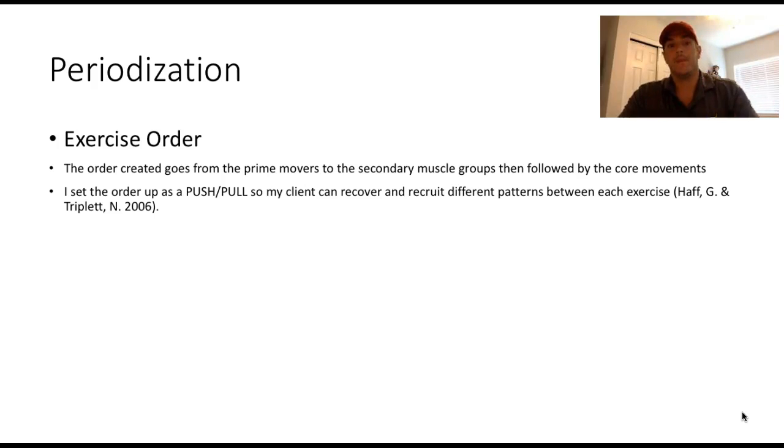The exercise order goes from the prime movers, so the main muscle groups, followed by the secondary muscle groups, then followed by core movements. So there are core movements at the end of each day to really work on his core stability and midline strength. I set the order up as a push-pull so my client can recover and recruit different muscle patterns between each exercise. So doing a push, then he's going to perform a pull. So he's going to do his dumbbell bench press, then right into his pull, so he can create more recovery within that pushing aspect, and then that pull, vice versa.